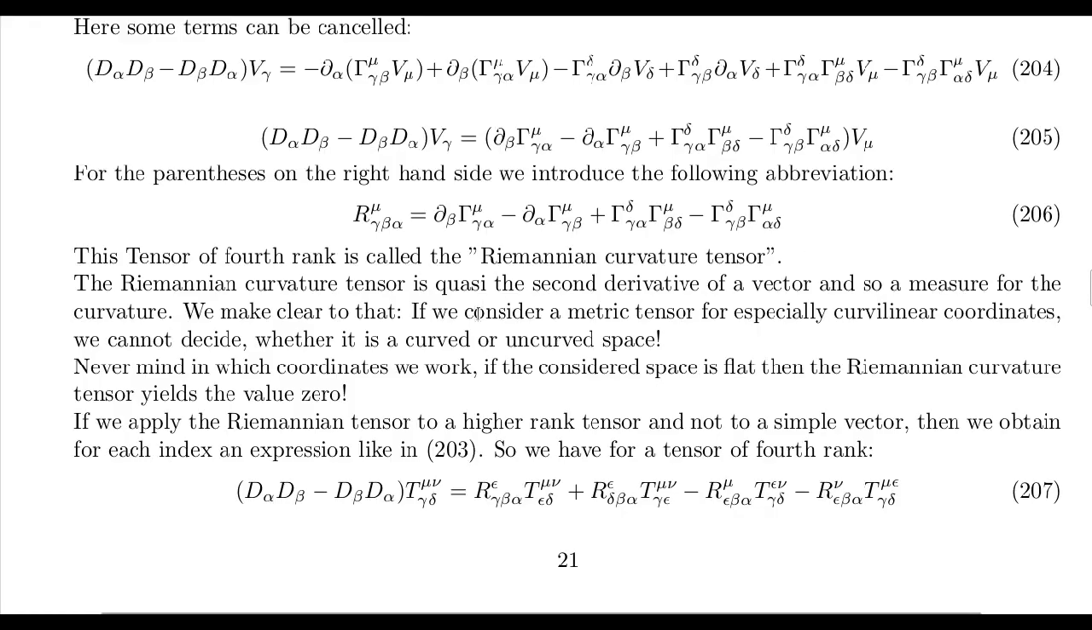Here we should recognize, if we consider the metric tensor, especially with curvilinear coordinates, then we cannot decide whether the space is curved or uncurved. But if we consider the Riemannian curvature tensor, if we have a point or a region of no curvature, then the Riemannian curvature tensor would vanish. Okay?